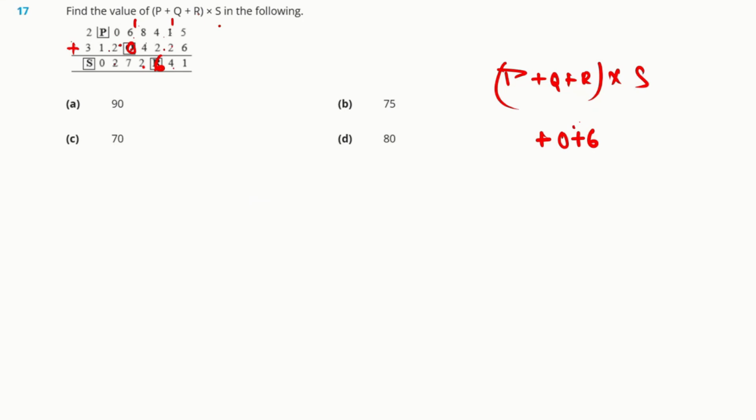Next, 2 plus 0, 2. What plus 1 would give you a 0? Nothing. So it has to be 10. So 9 plus 1 can give me 10. Carry 1. So P is 9. 2, 3, 2, 5, 1, 6. So S is 6. 9 plus 6 is 15. 15 times 6, that's 90 as the answer. Option E.